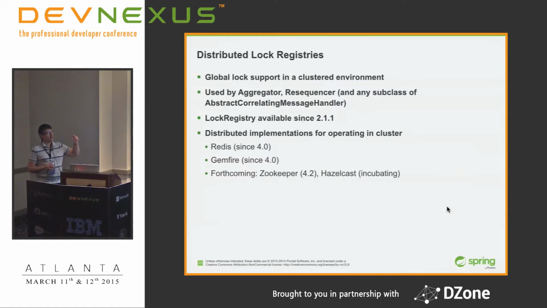It is basically an abstraction that allows you to have different lock implementations. The lock that I'm talking about is really a Java lock, but it is backed by a distributed implementation. So Spring Integration 4.0 has added support for Redis and Gemfire for distributed locks. And right now, there is a candidate for Zookeeper, for example, for being added in 4.2.